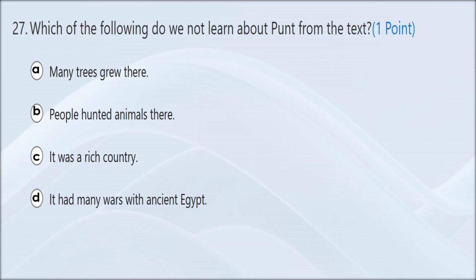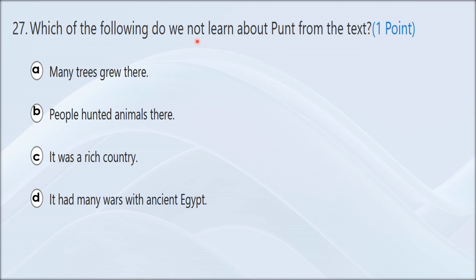Okay, let's move to the next question. Which of the following do we not learn about Punt from the text? Many trees grew there. People hunted animals there. It was a rich country. Number D. It had many wars with ancient Egypt. Okay. So think of the right answer.